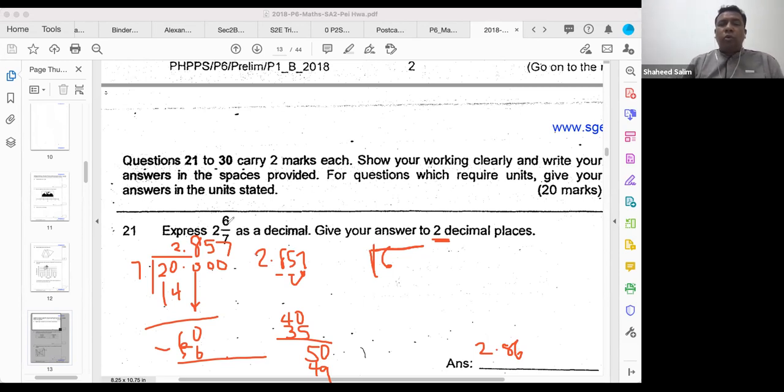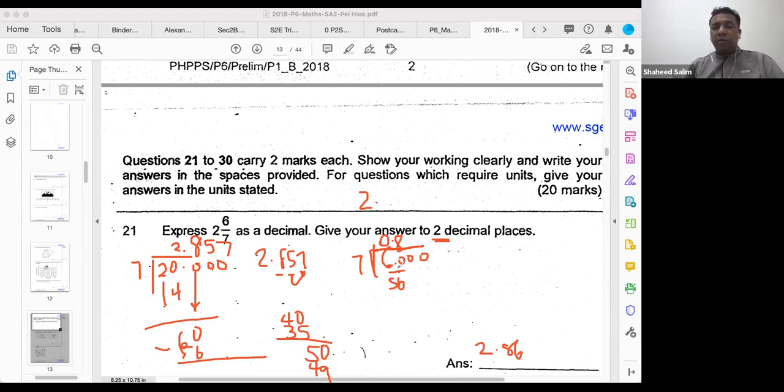Method number 2, you don't need to divide the 2 because you know this is 2 point something. So just divide by 7. 6 divided by 7 cannot, put 0. Then you put a dot. As many zeros as you want, you can add. So 60 you can divide, you get 56. 56 is how many? It's 8. Notice it's the same thing.